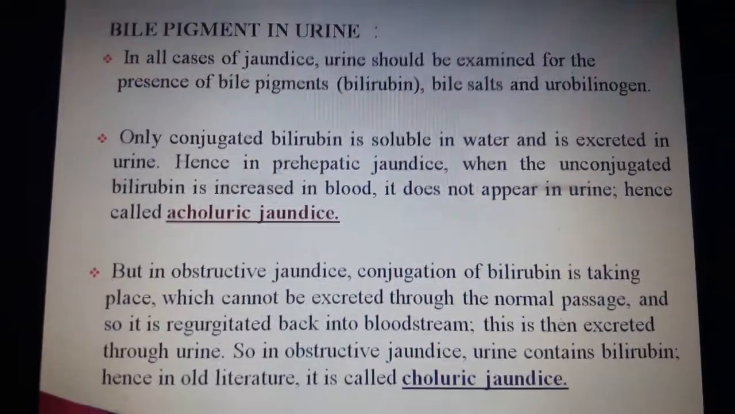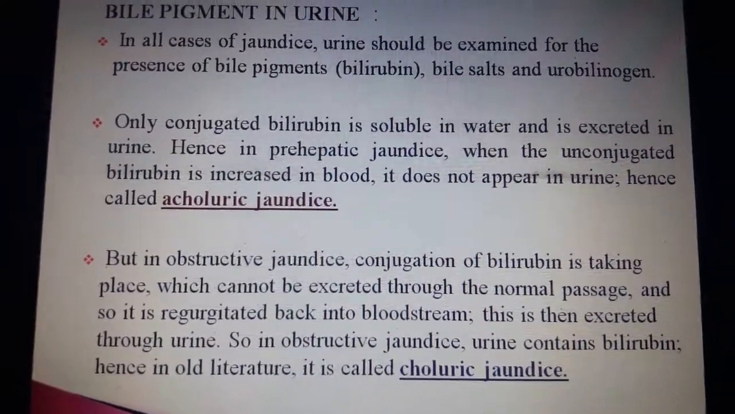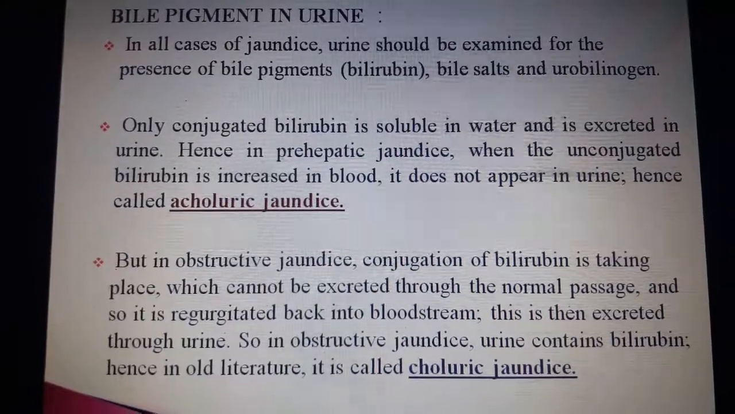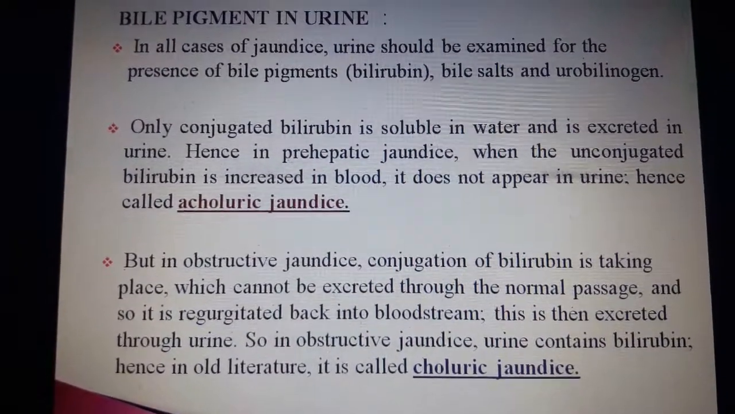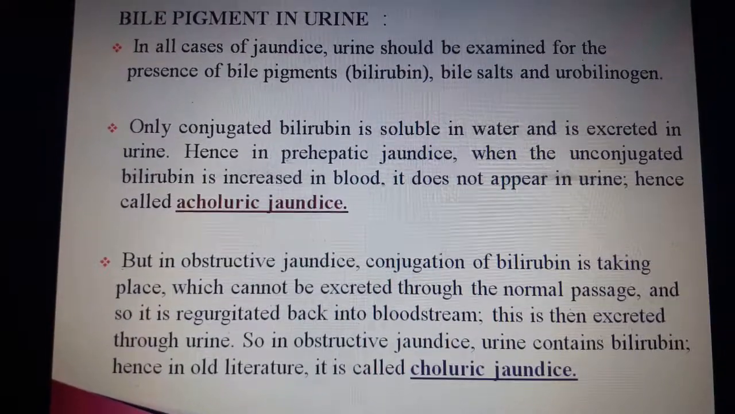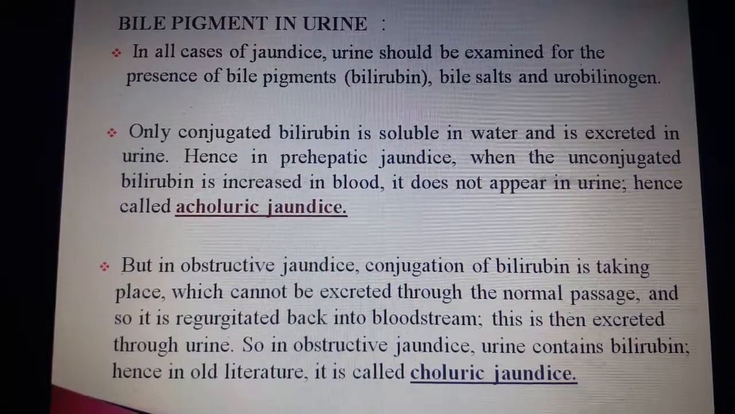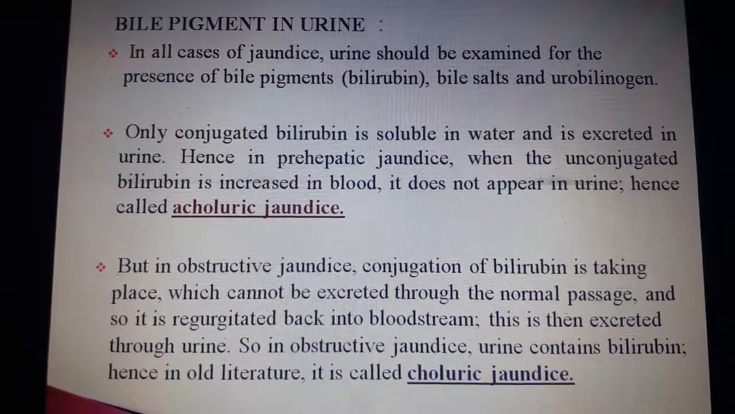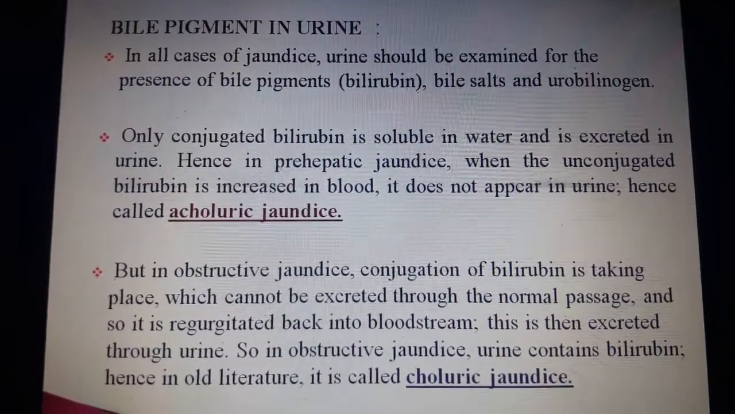But in obstructive jaundice, conjugation of bilirubin is taking place, which cannot be excreted through the normal passage, and so it is regurgitated back into bloodstream. This is then excreted through urine. So in obstructive jaundice, urine contains bilirubin, hence in old literature it is called choluric jaundice.